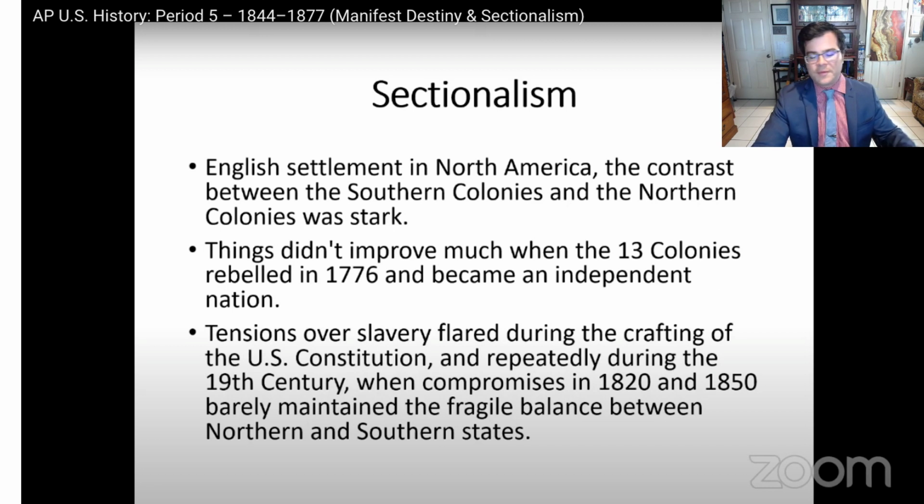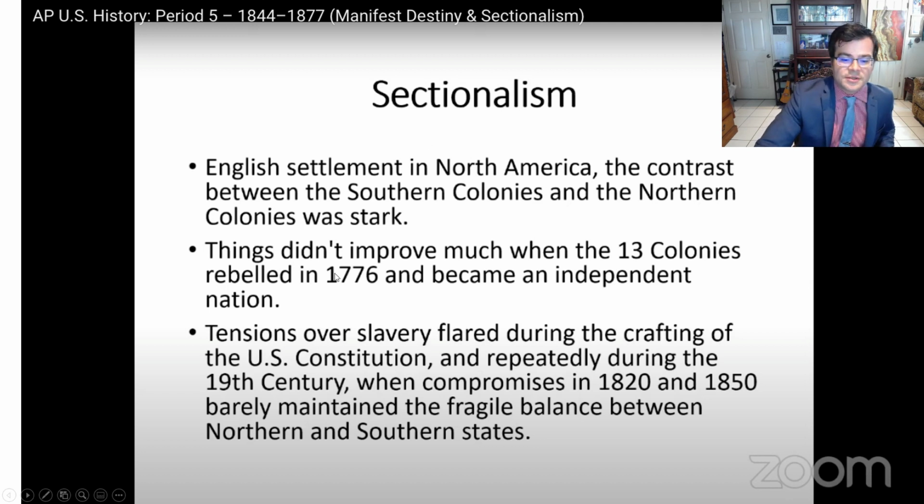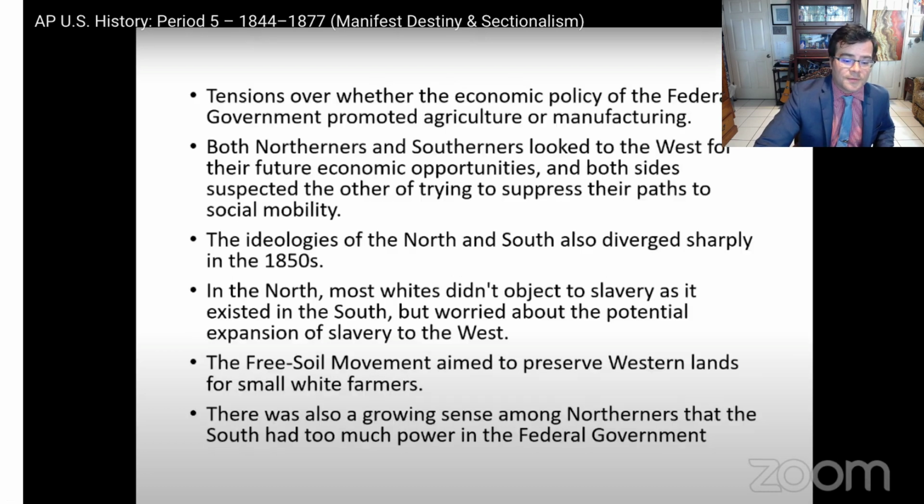Okay, from the get-go, right? If we look back at change and continuity over time and at contextualization, sectionalism starts in the colonies, guys. You're going to have the northern colonies different from the southern colonies in terms of their economies. You're going to have manufacturing in the north and agriculture in the south. And the agriculture is going to rely on slavery because of the labor-intensive plantations that are emerging in the south.